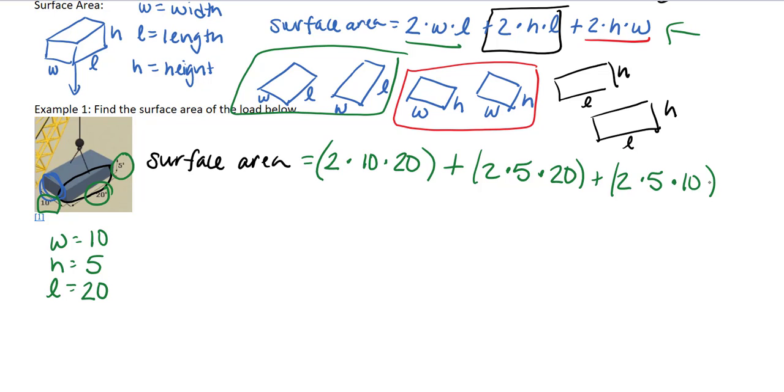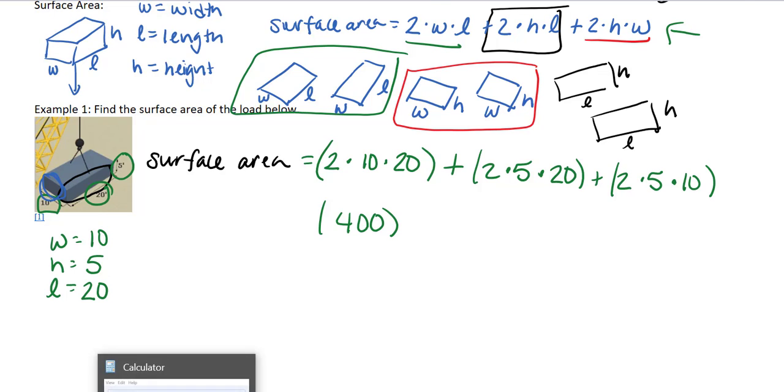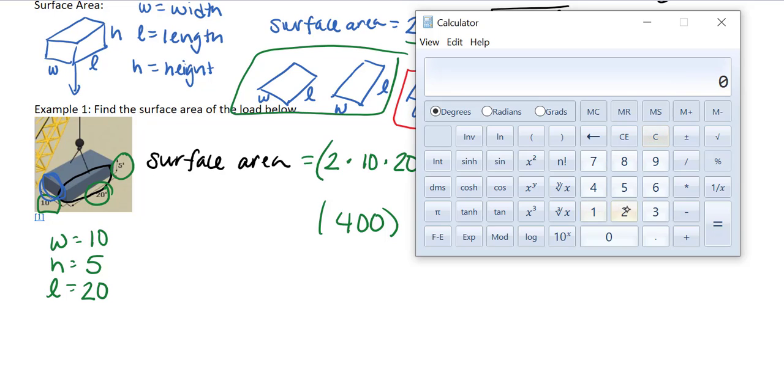Now we can get our calculators out and start to solve for this, or maybe we can do this in our head. Let's go 2 times 10, which is 20. So 20 times 20 is 400. If your mental math doesn't quite compute, we can just get our calculators out and go 2 times 10 times 20, which is equal to 400.